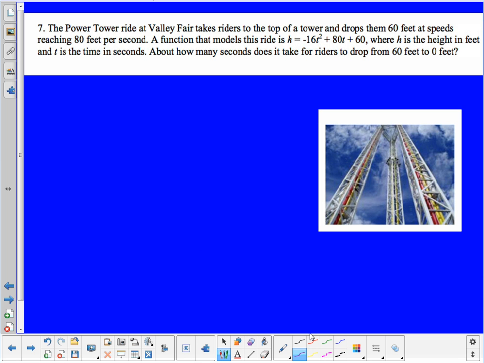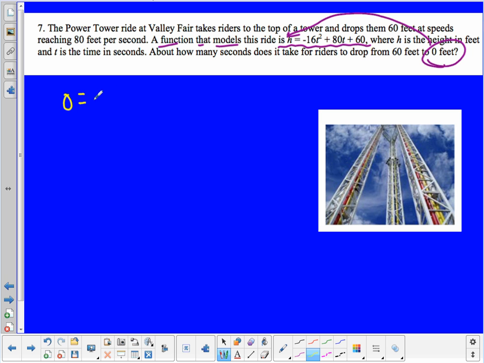So you are given the equation. The function that models it is this. That makes life really nice because you've got the equation already written. You want to know how many seconds it takes for them to get from the starting point to 0. Okay, so that means 0 is my h. When I plug that in, it looks like this: 0 equals negative 16t squared plus 80t plus 60. So now I want to solve this. I need to figure out where this thing equals 0.